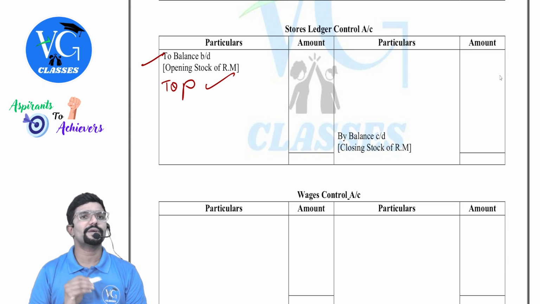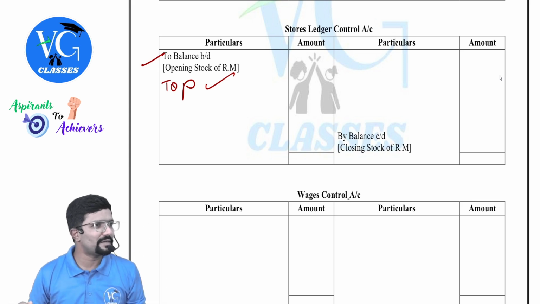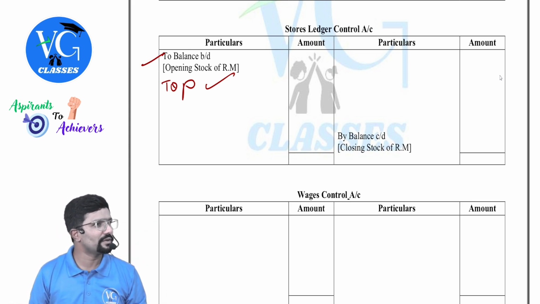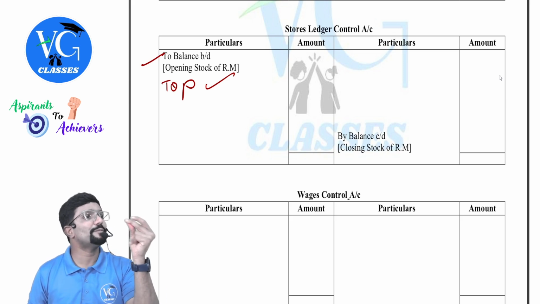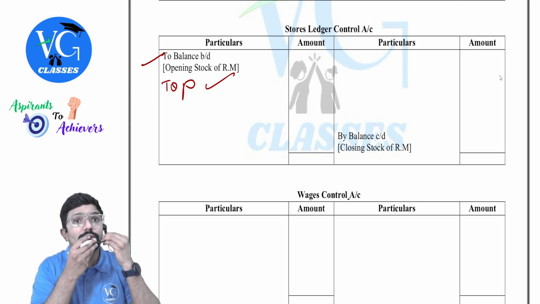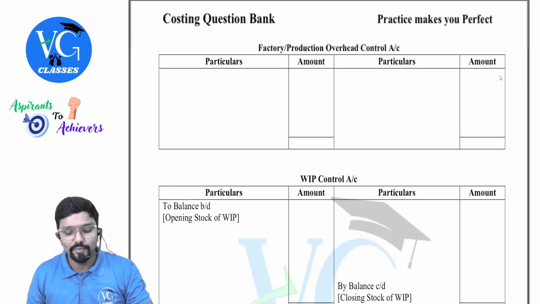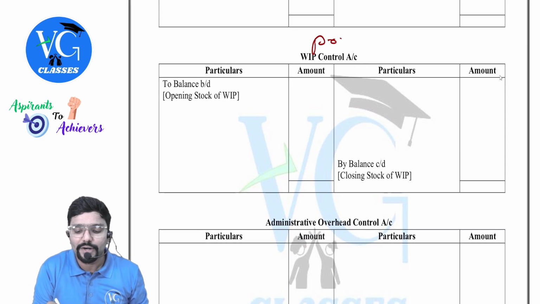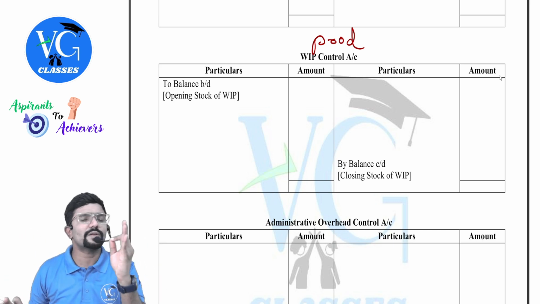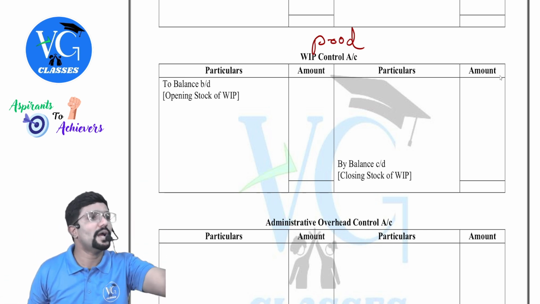Okay. Now coming to credit side. What do I do with this material? Now it is there with the stores department. Whenever the production department or the respective department asks, they have to give it. If it is direct material, you have to send it to WIP control account. Guys, WIP control account is the account where production happens. It is like a production account.